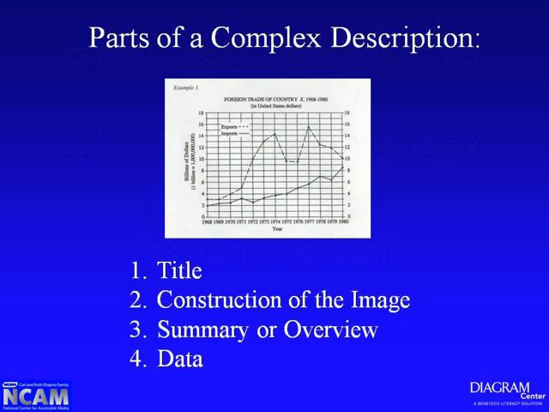So parts of a complex description, I really like to break things down to their most basic parts, and that's what this is here. Regardless of the complexity of an image, there's really 4 main parts to it. There's the title, and that has to be included in your image description. The construction of the image, what is it and how is it built? Is there a summary or an overview? And then what is the information in there? What's the data?